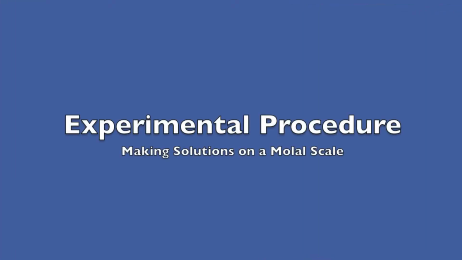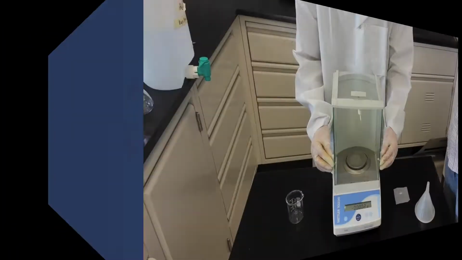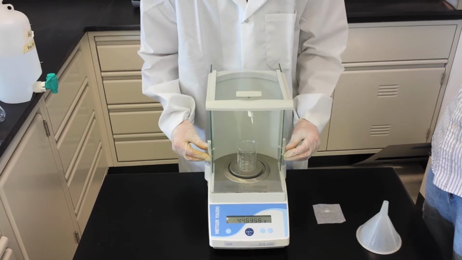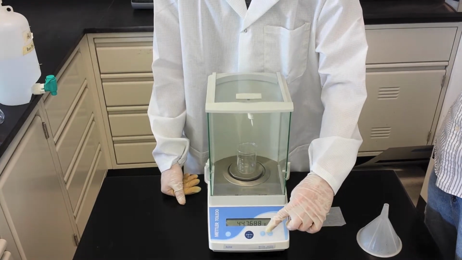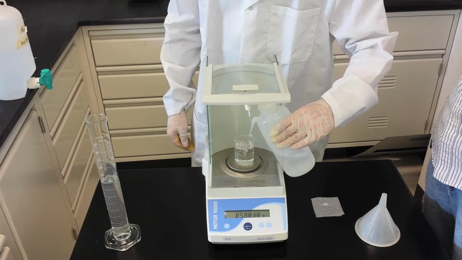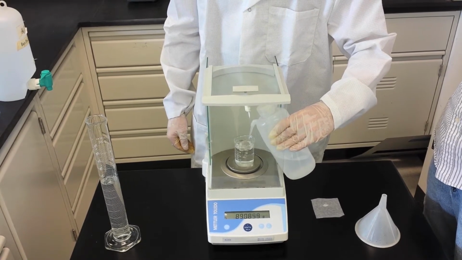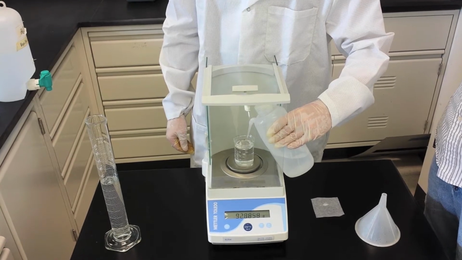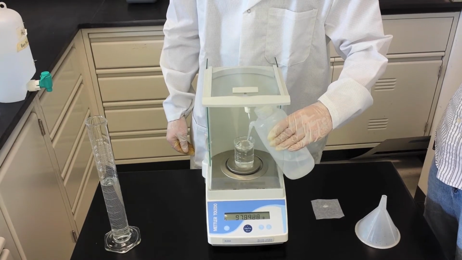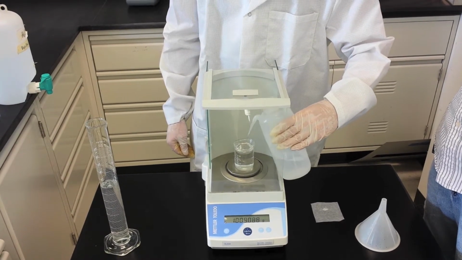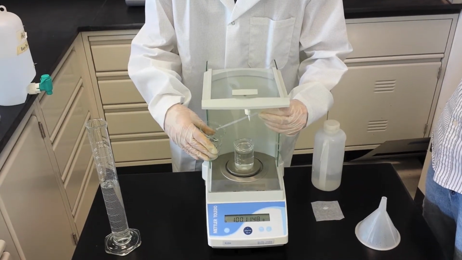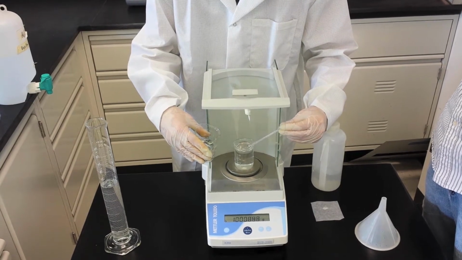Experimental procedure. Making solutions on a molal scale. To weigh the water, place the spare beaker on the balance and press tare. Make a coarse estimate of the required mass. Using the squirt bottle, make a more exact estimate. If too much water is added, use a separate beaker and pipette to adjust the mass until the desired mass is met.